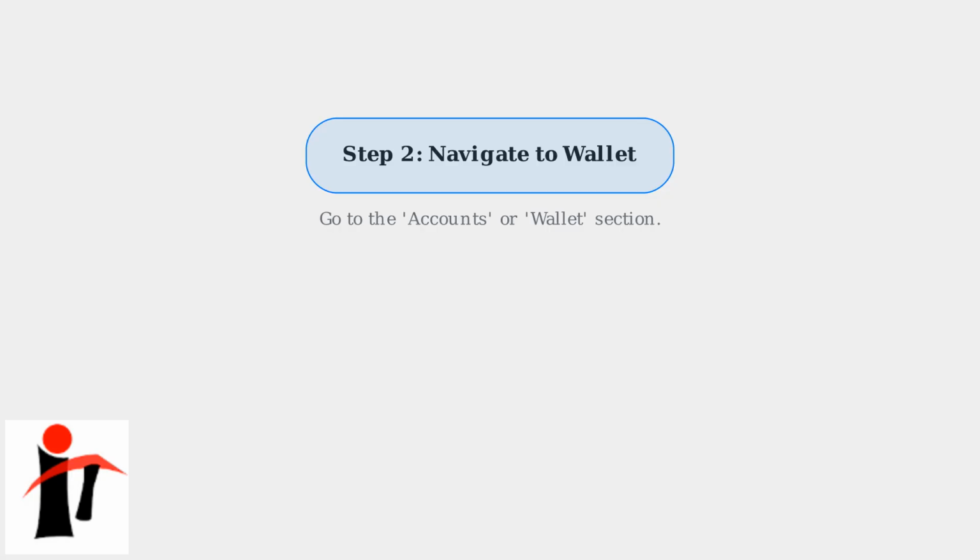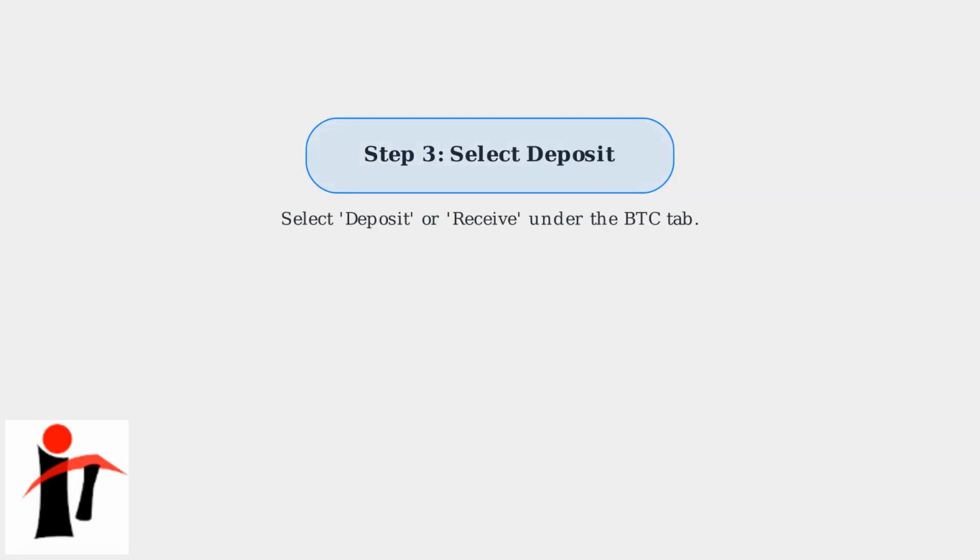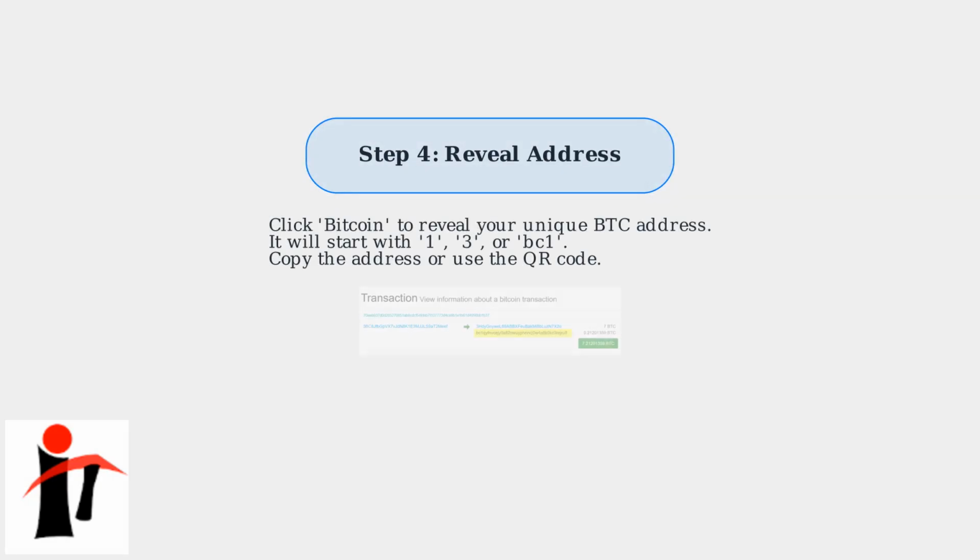Navigate to the Accounts or Wallet section. Then select Deposit or Receive under the BTC tab. Click Bitcoin to reveal your unique BTC address. It will likely start with 1, 3, or BC1. You can copy this address to share it. For mobile deposits, you can also use the QR code provided for easy scanning.